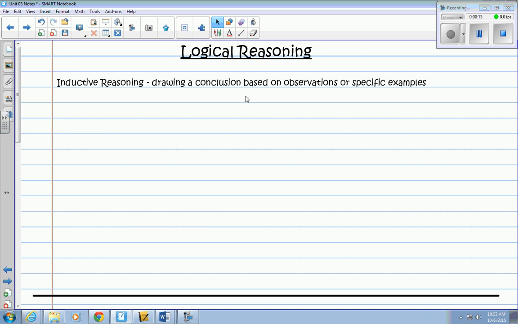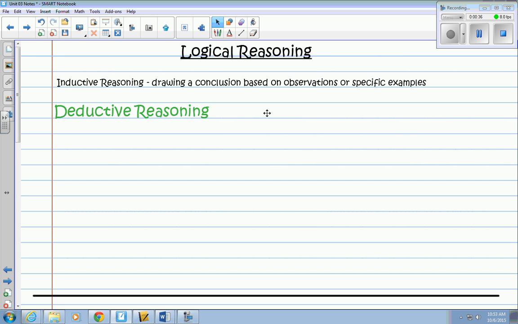For example, if, I don't know, a teacher gave a test for the first 4 Fridays of the school year, you might draw the conclusion that therefore you're going to have a test every Friday, something like that. That would be an example of inductive reasoning. It's not very scientific, so we don't use it in math class.